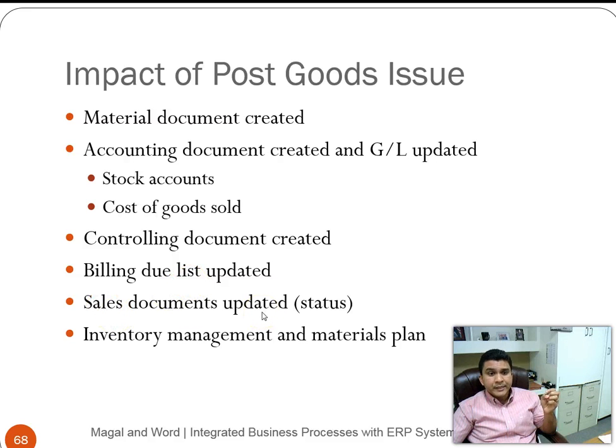The sales document is updated, because now the status is okay, the items have been shipped to the customer, and then inventory and inventory management is also updated, and materials planning has to be done. If you are actually producing goods, then you will require raw materials, because now your inventory is less than what it was before the item was shipped to the customer.